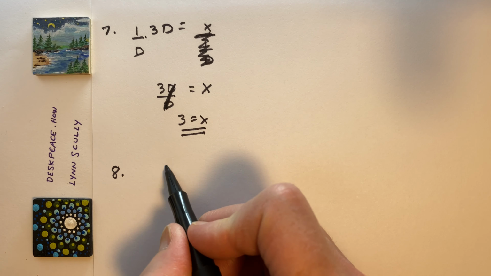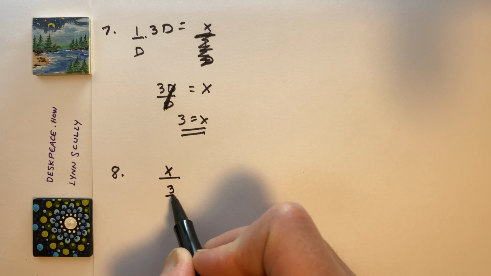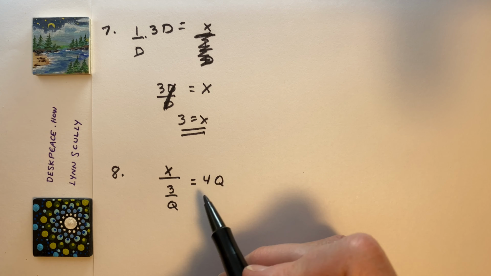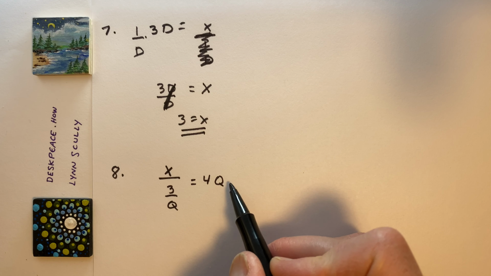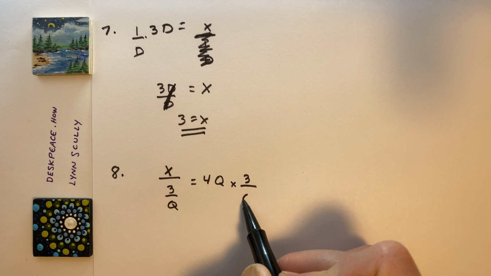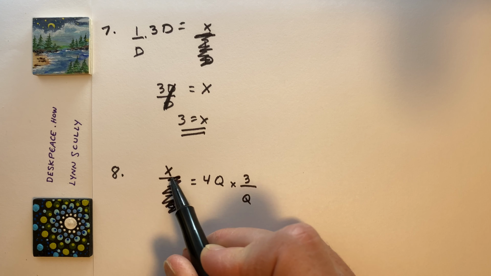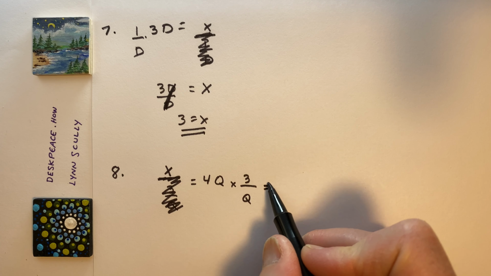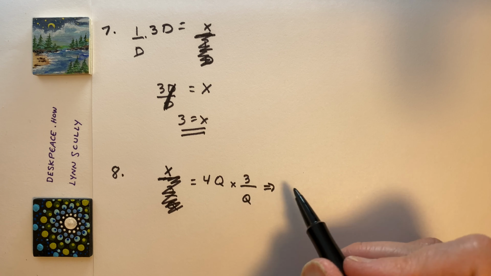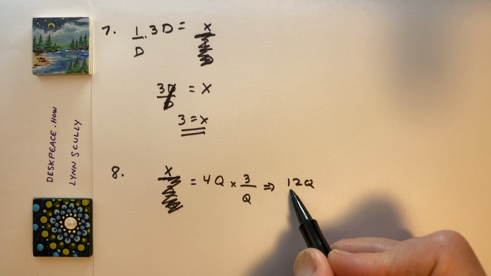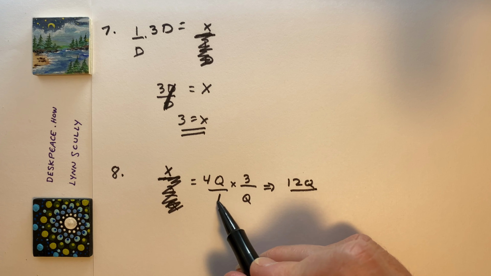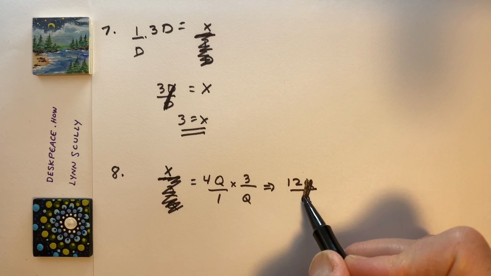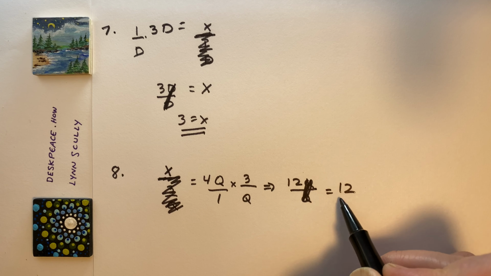Number 8, x all over 3 over q equals 4q. I want to get x alone. 3 over q is attached by division. Move it by multiplication to the other side of the equal sign. My x is alone. I'm done, but I can multiply the tops. 4q times 3 is 12q all over, there was a 1 under here, 1 times q is q. q over q reduces to 1. So my final answer is 12.